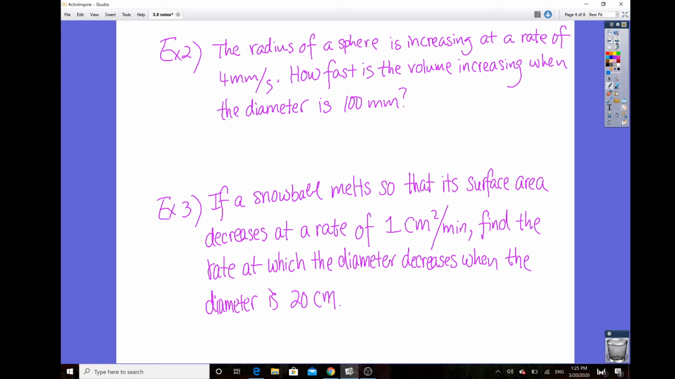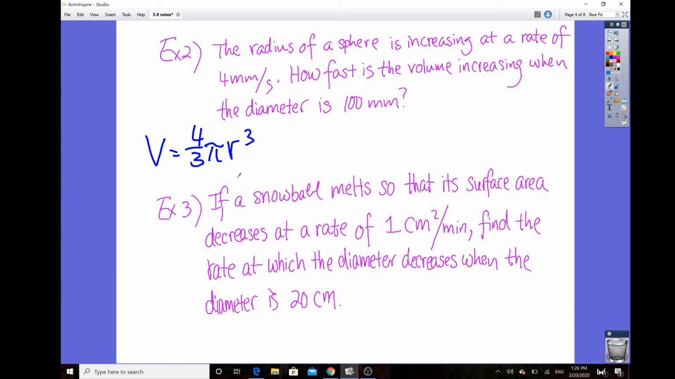So the radius of a sphere is increasing at the rate of 4 millimeter per second. And how fast is the volume increasing when the diameter is 100 millimeter? So this one is going back to geometry, the way to find the volume of a sphere. The volume of a sphere is 4/3 pi r cubed.